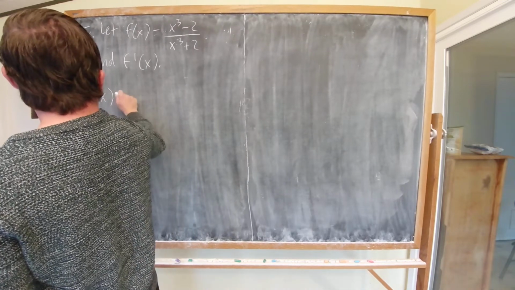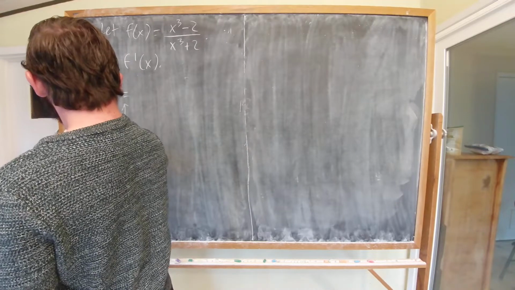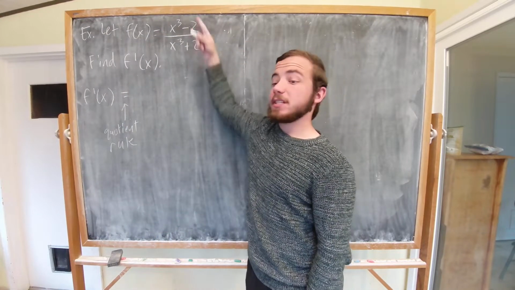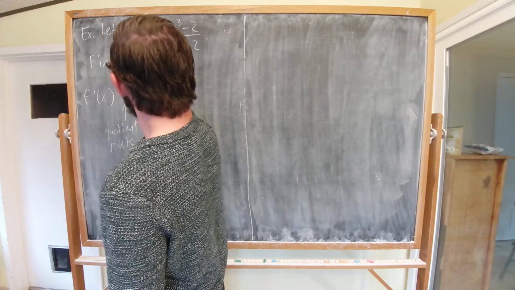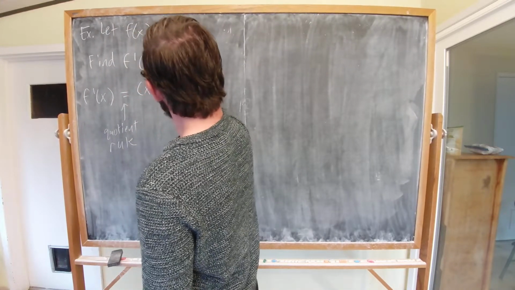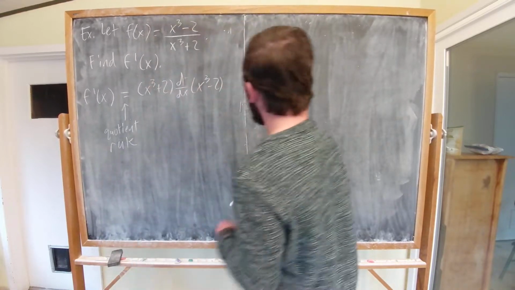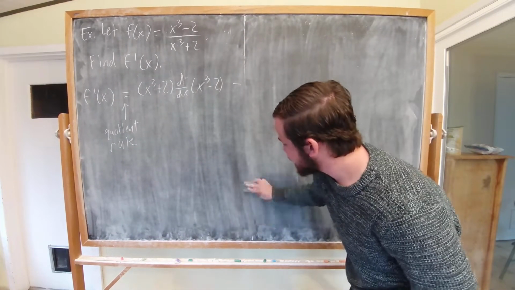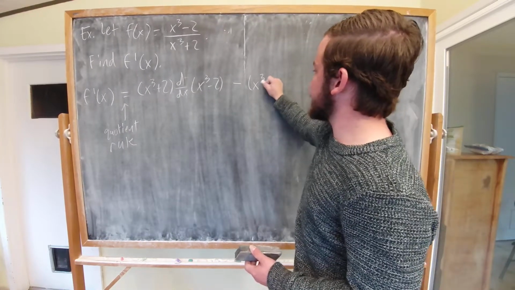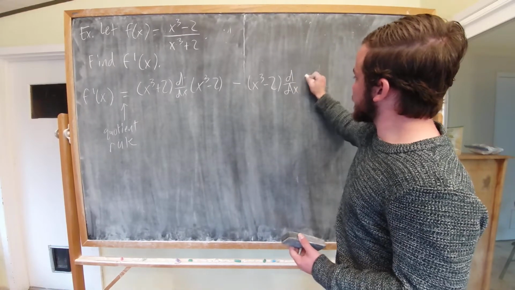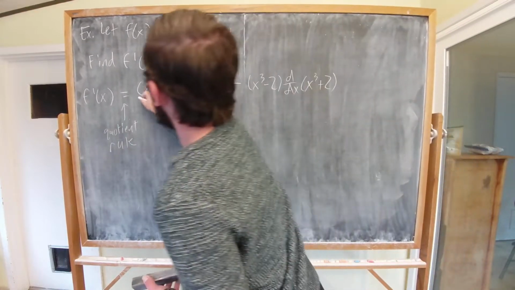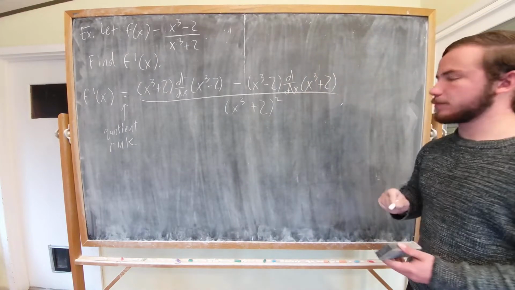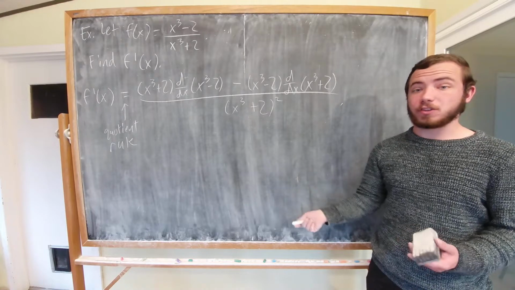F prime of x is equal to, by the quotient rule, bottom times derivative of the top, minus the top times derivative of the bottom, all divided by the bottom squared. Alright, so that's just the quotient rule getting applied directly.